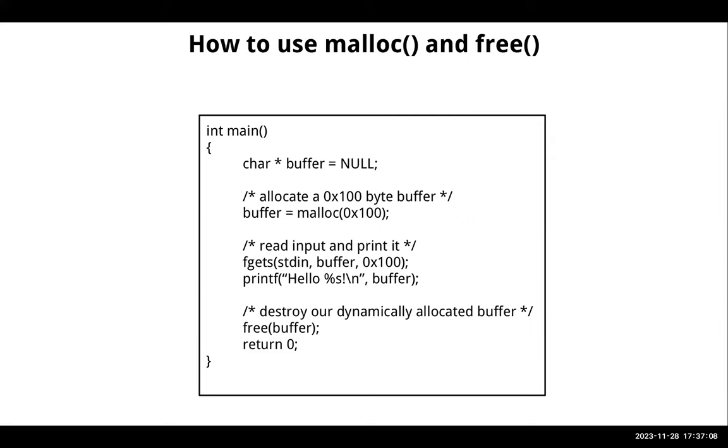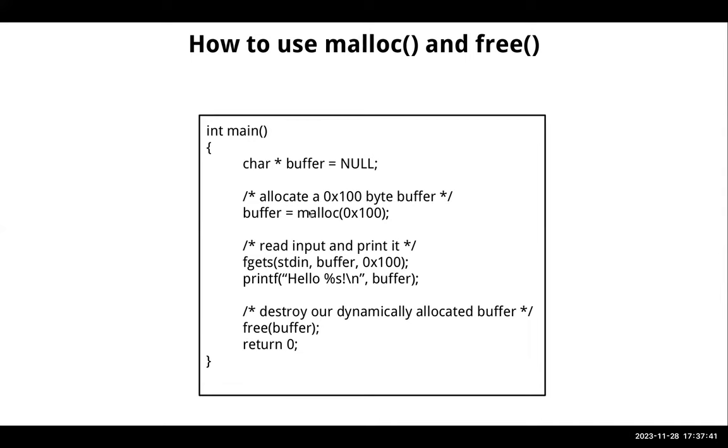Next, let's see several concrete examples of how malloc can be used. We're not talking about how malloc is implemented, but just how to use it. Let's say we have a main function. We don't have a local buffer, we have a local pointer pointing to a buffer. This one is initialized to null, so it doesn't point anywhere at the beginning. So this is a pointer, not really a buffer.